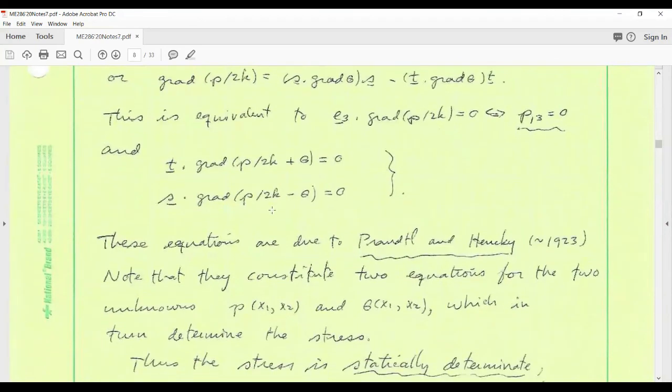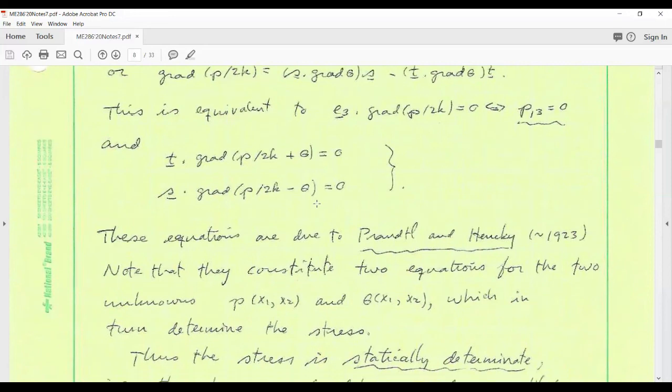Okay? These equations go back to Prandtl and Henke almost 100 years ago. And of these two equations, this one is not interesting. It just tells us P depends on x1 and x2. And that dependence is then governed by these two equations. This is a system of two equations for the two unknowns, P and theta. Remember, if we know P and we know theta, that means we know the pressure and the deviatoric stress completely, right? So that means we know the entire stress state. Knowledge of P and theta is equivalent to knowledge of the stress state. So we have two equations in these two unknowns.